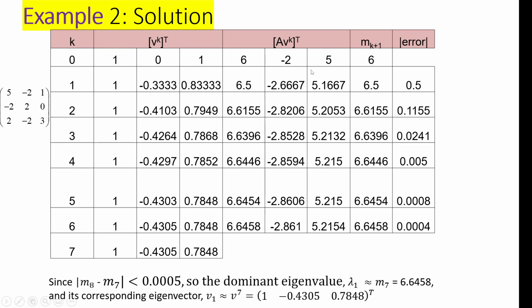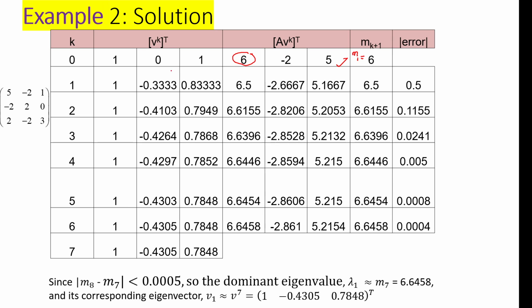So 6, negative 2, 5. Okay, and then from the AV0 column here, the maximum in magnitude is 6. So write down 6 here. This is M number 1. This is M1. So with M1, you take AV0 divided by 6.